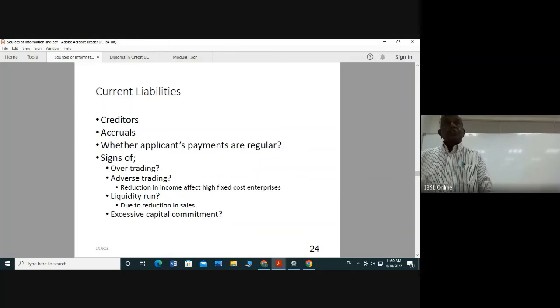To produce 1 million units, they must have sufficient raw material, and when they produce, they must have sufficient work in progress. They must have sufficient finished goods. And if they are selling on credit, they must have the debtors. To produce 1 million units and sell in 1 year, they must have raw material, work in process, finished goods, and trade debtors.